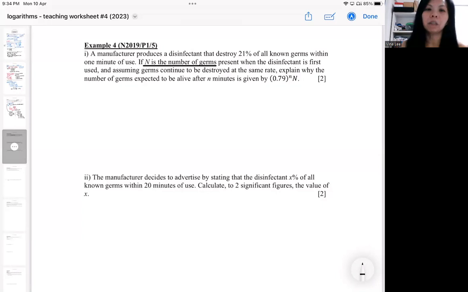Explain why this is the number of germs expected to be alive after n minutes. So this is the formula, and they are asking you, why is this the formula? A lot of students will be like, what do you mean? It's a very different question from the rest. Usually they give you the formula and tell you what it represents. But here your job is to explain.